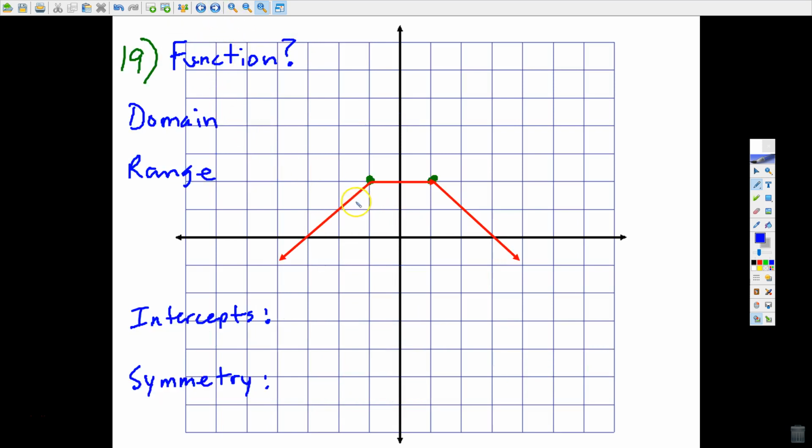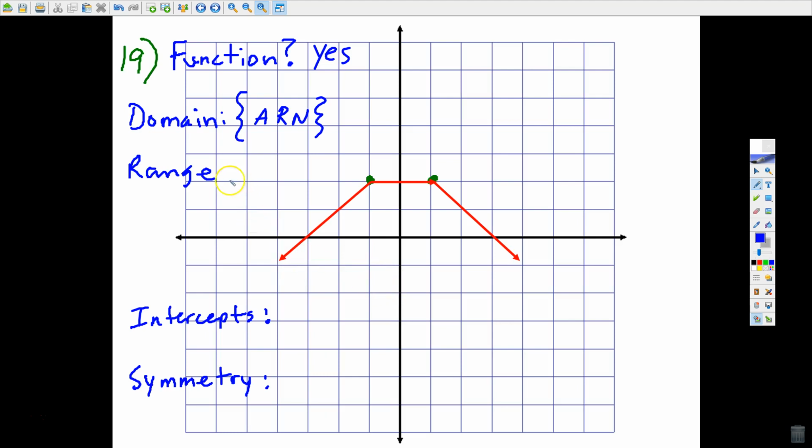Alright, number 19, from that same block of problems, do we have a function? I think it's pretty obvious that this does pass the vertical line test. Let's state the domain. Again, we're looking at the x-axis, and we're trying to decide which numbers along the x-axis would be involved as x-coordinates for this graph. Well, this graph is going to go forever and ever according to these arrows, both towards -infinity and +infinity. So we're just going to have all real numbers as part of the domain.